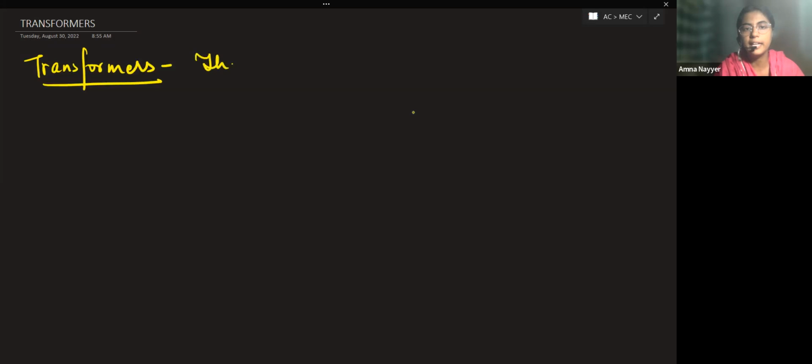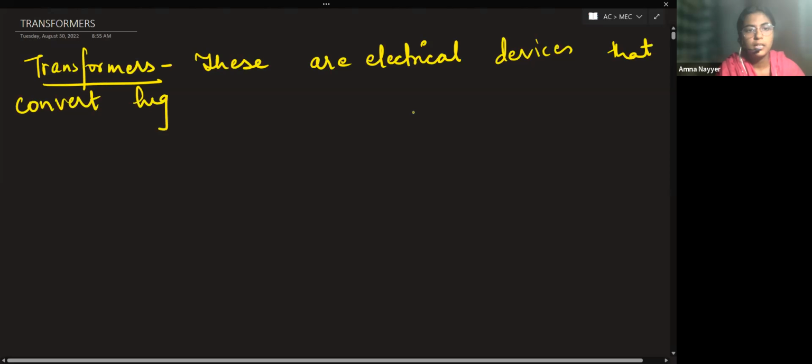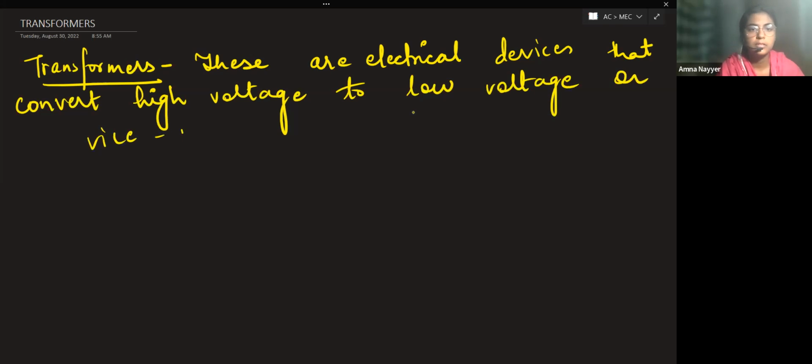Transformers are electrical devices that convert high voltage to low voltage, or vice versa, meaning from low to high. Both are possible. Either it can convert high voltage to low voltage or low voltage to high voltage. Any of these is possible.